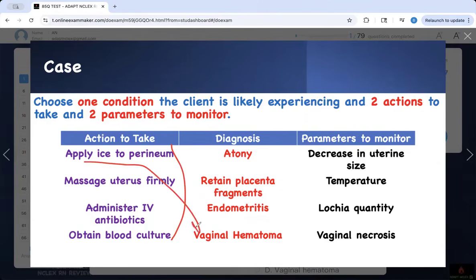Ice is used for what? Vaginal hematoma. Massage the fundus is for atony. I'm left with these two, and I'll give it to what? Endometritis, because that's the one I should pick. And if I'm giving you antibiotic, I should check your temperature. If I'm giving you what? Checking your blood culture, what is causing the infection, I've got to check the local quantity.